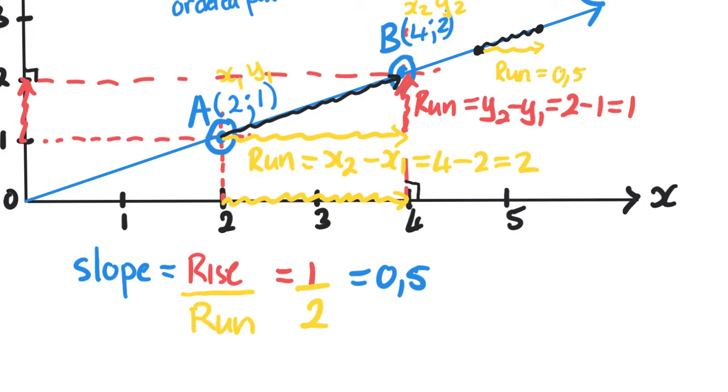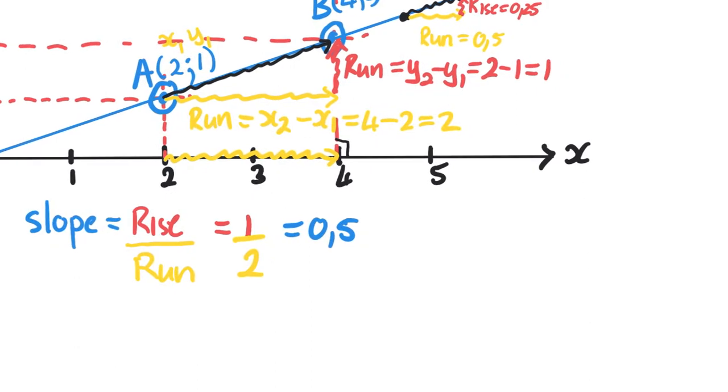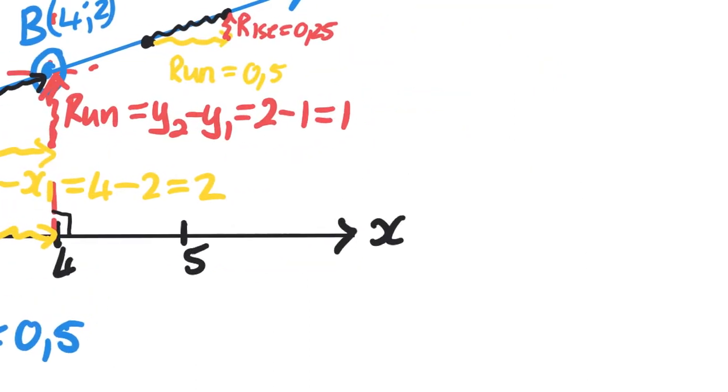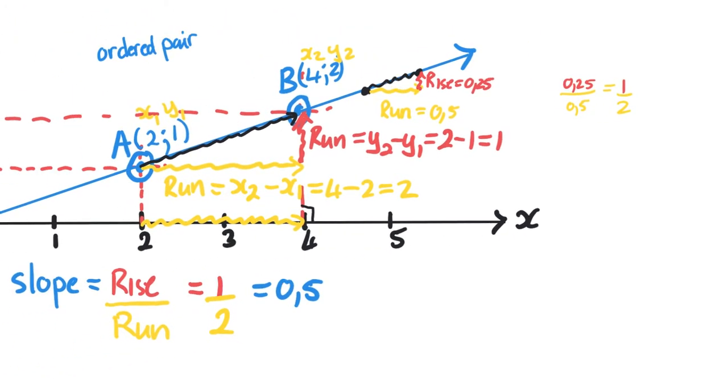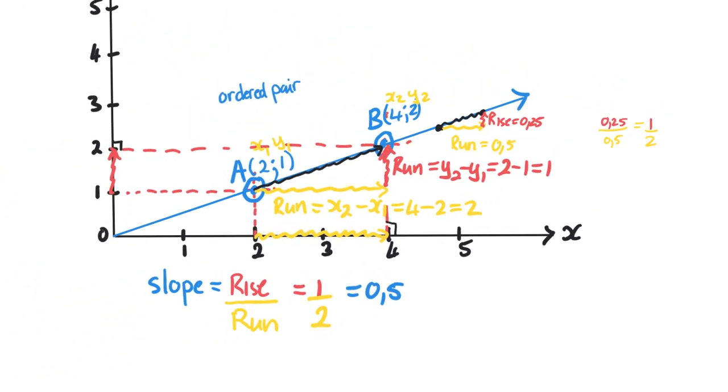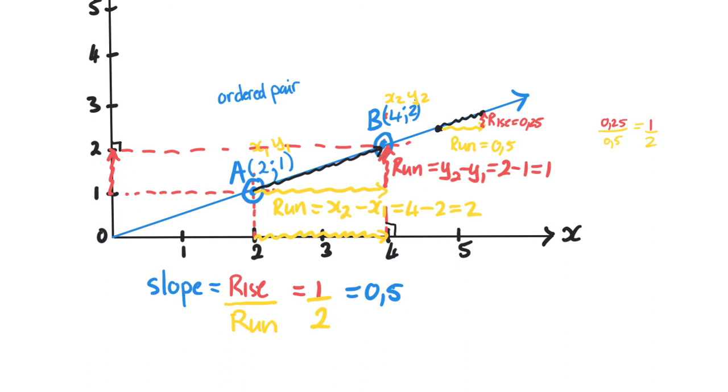Okay. Then if we measured the rise, we would find that the rise would be 0.25. Now, how do we know that? Well, because if you look at 0.25 divided by the 0.5, and you simplify it, you are going to get 1 over 2. And so this is a characteristic or a property of this particular graph.